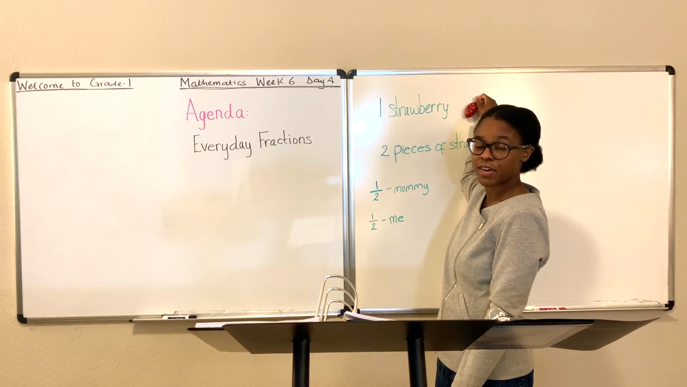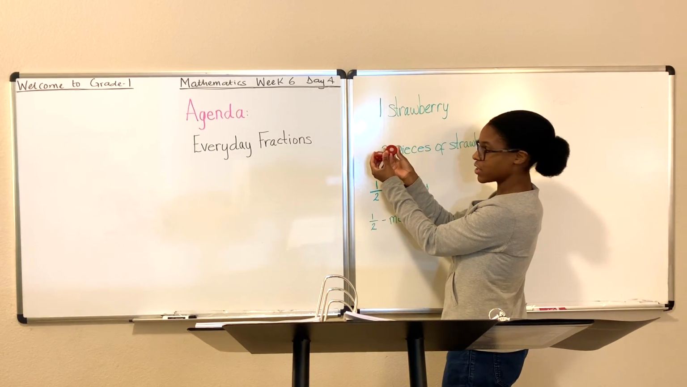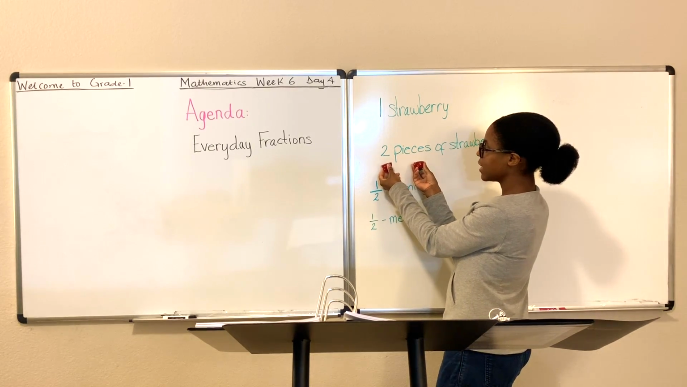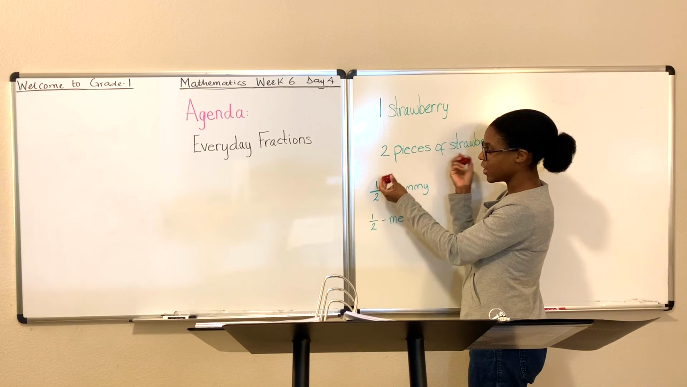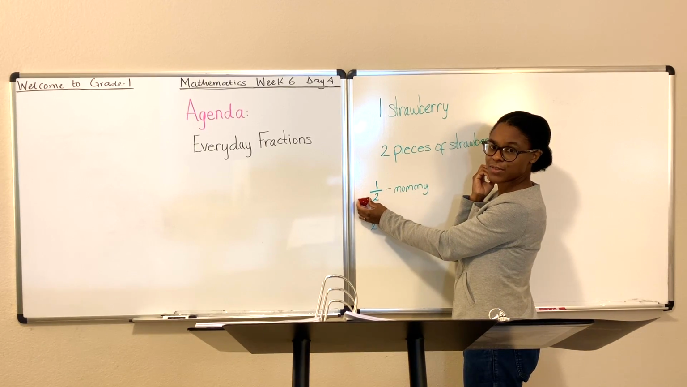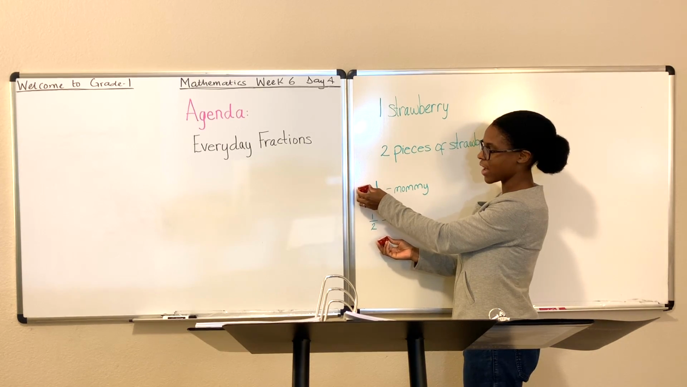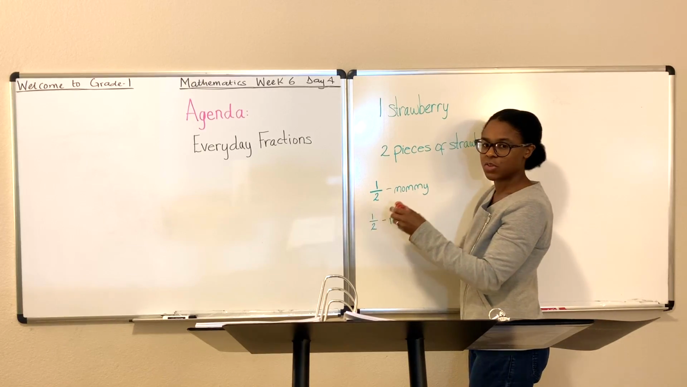Okay. So you take this one strawberry. If you wanted to divide it into 2 to share it with mommy, you could divide it into 2. Then you have 2 pieces. 1, 2. And then if you wanted to give one piece away, you give away half to one person and you keep half. Okay, so half goes to mommy, half stays with me. And that's how you would divide that.